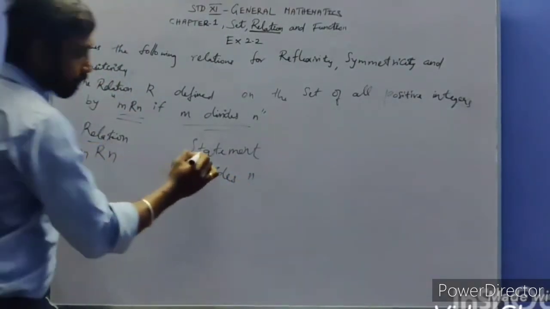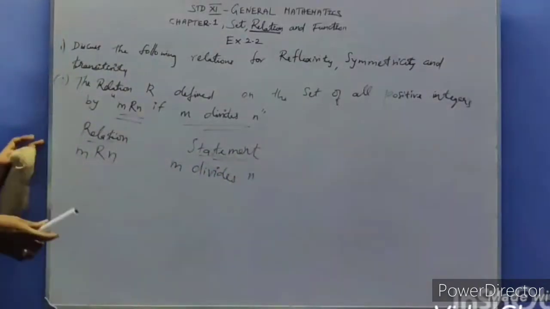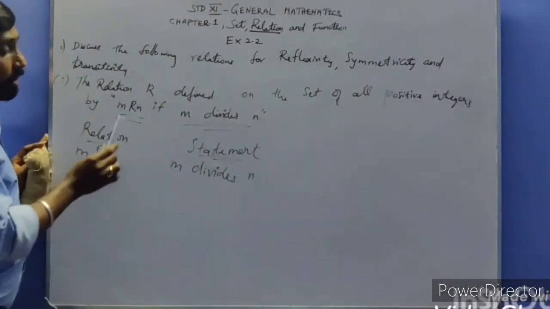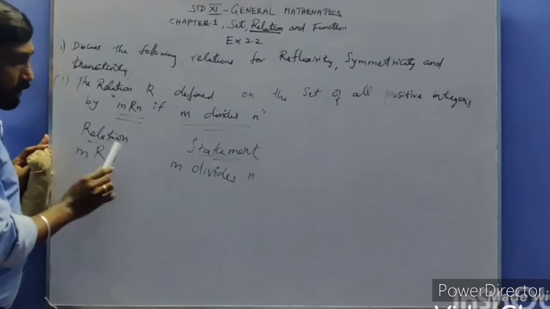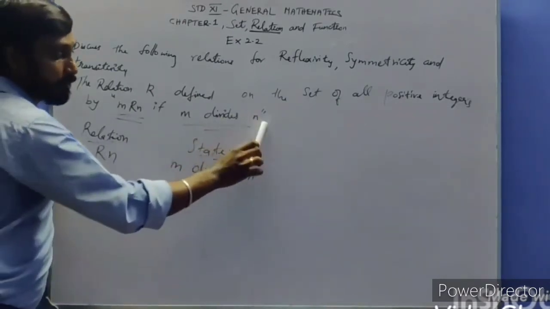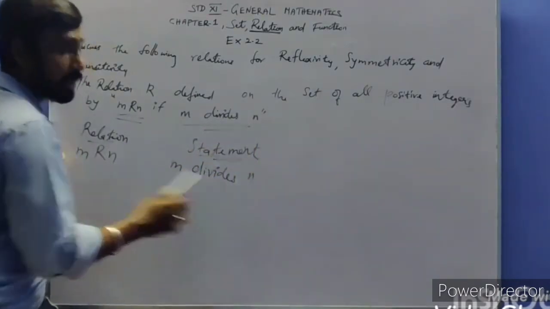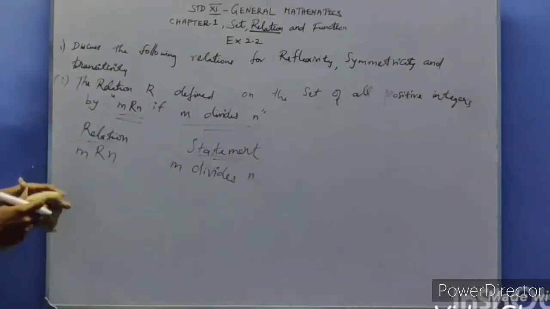Relation. First we have to find out the given data from the question. M related to n, that will be the relation. The statement is m divides n. So let's move on to the sum.